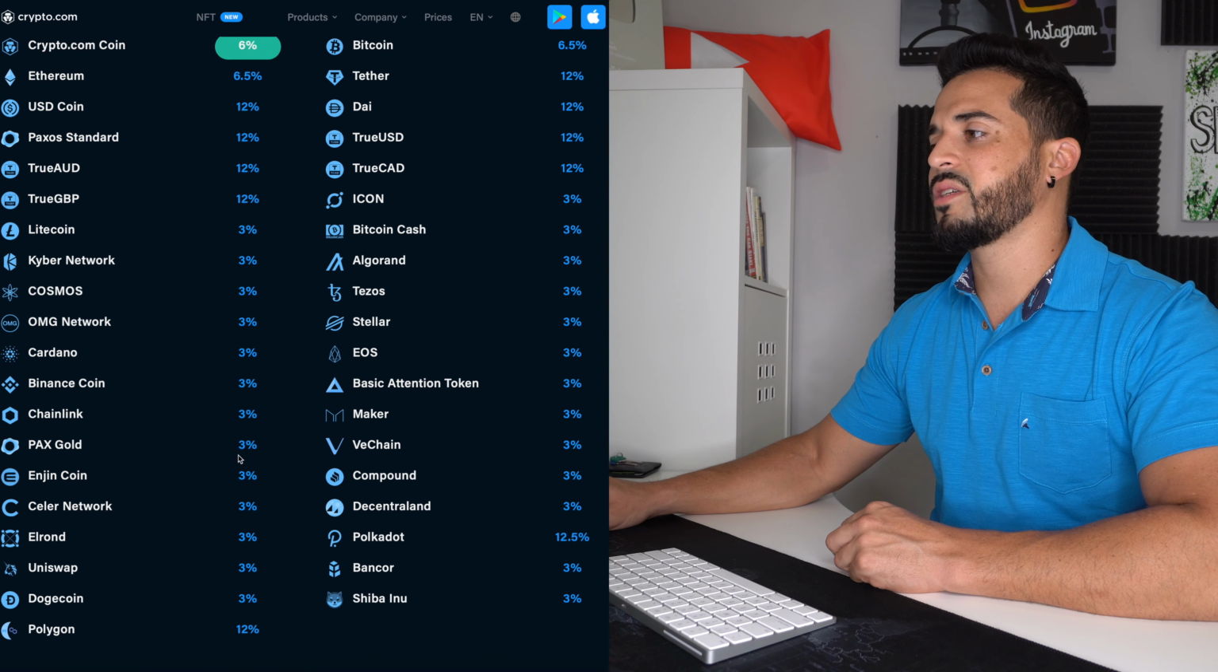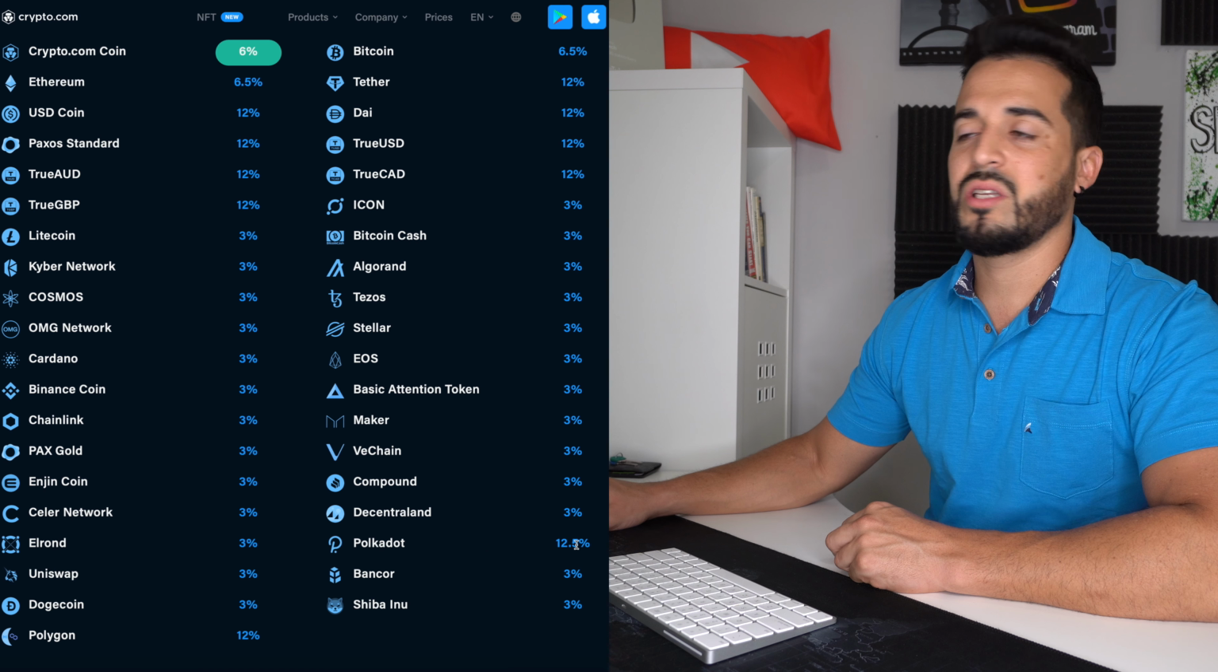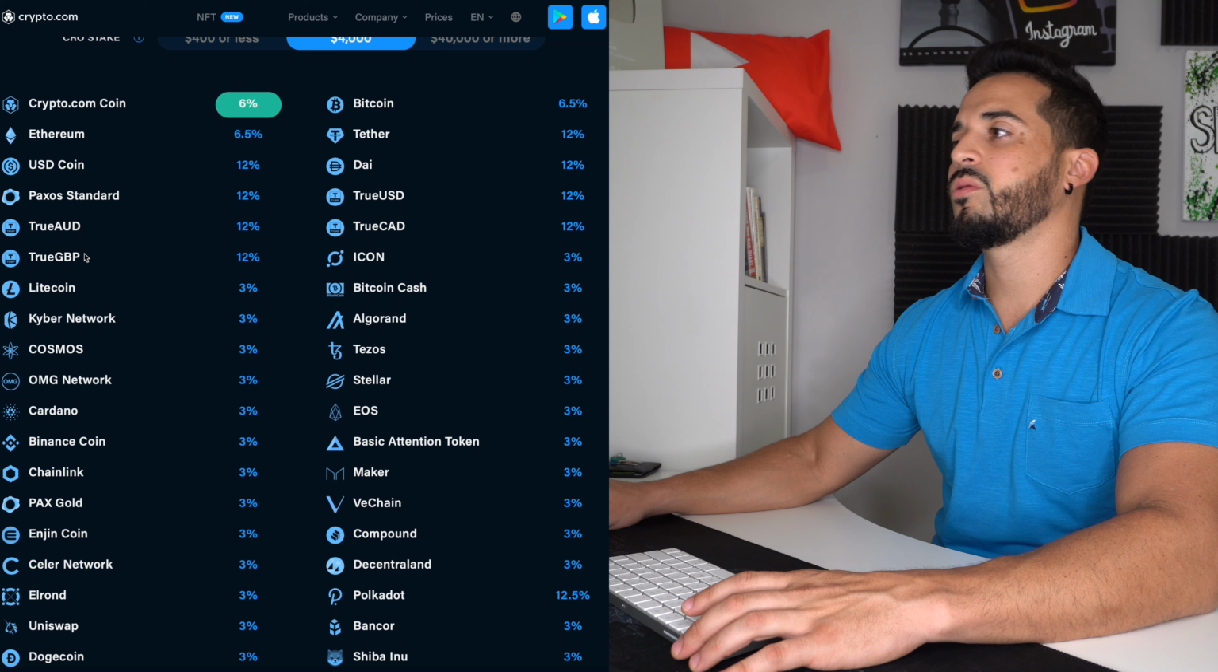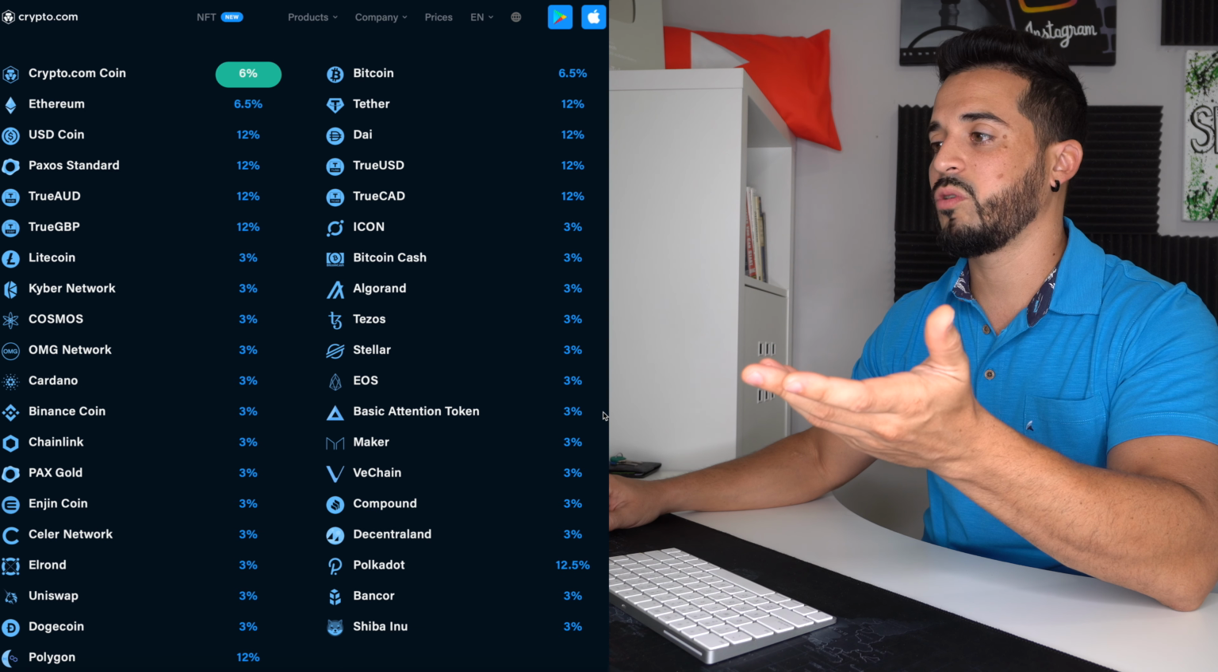And like I said, Polkadot is the coin that gives you the highest annual percent return on your staking. And then right behind it is 12% on all of these stable coins. And Polygon as well, 12% over here.